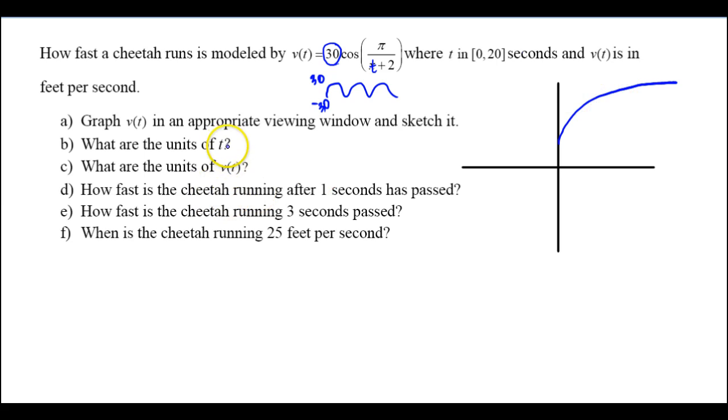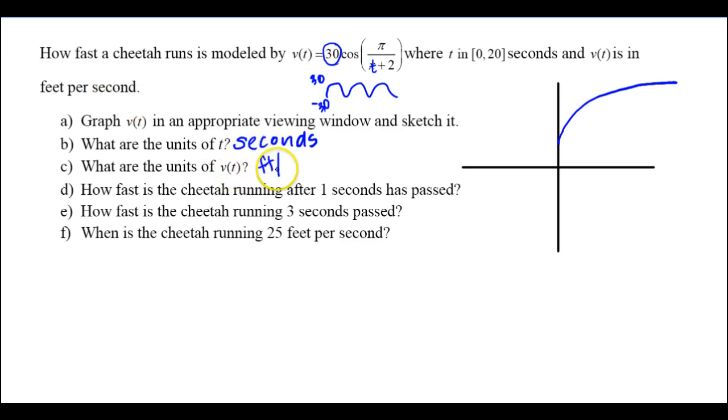Now, part B, what are the units of t? So we talked about this. t is in the interval from 0 to 20 seconds, so the units of t are seconds. But what's different about this from the last few problems is the units of v of t. Notice our function takes in seconds and turns them into an output of v of t in feet per second.